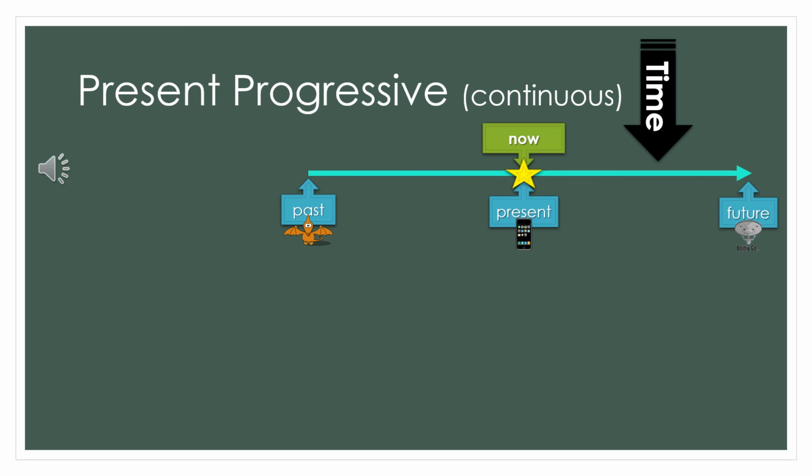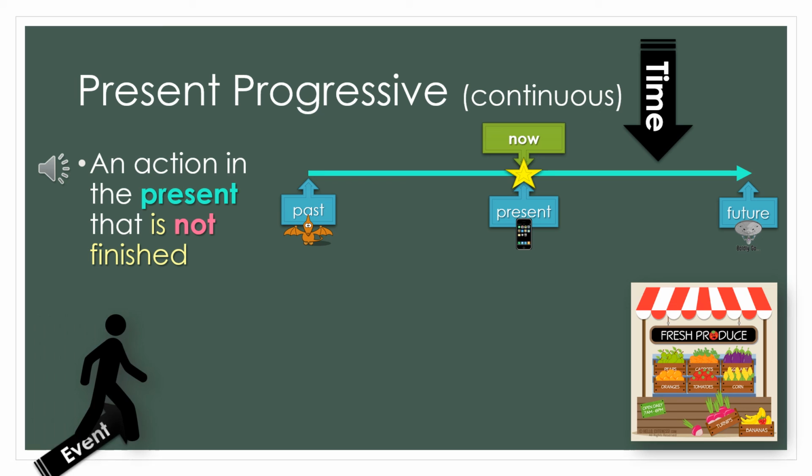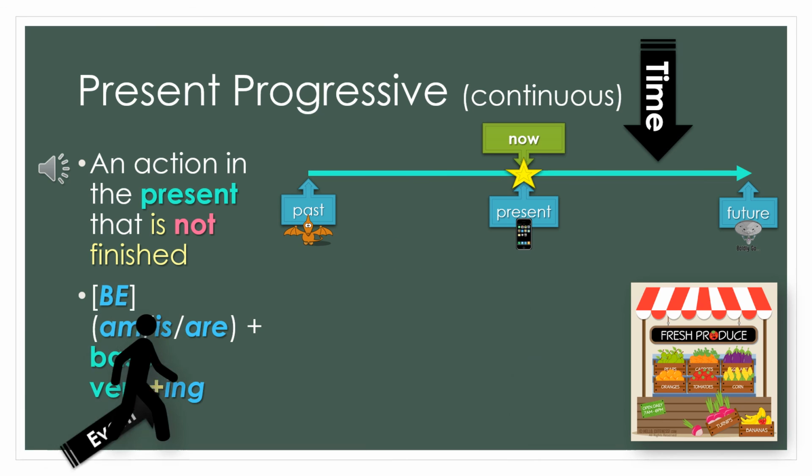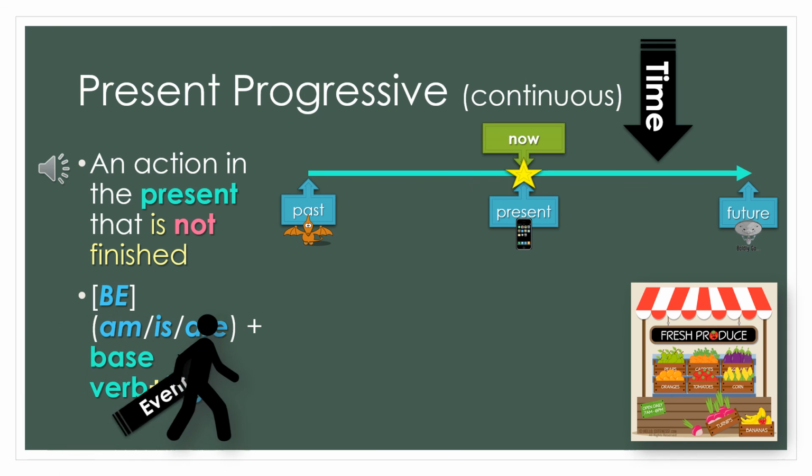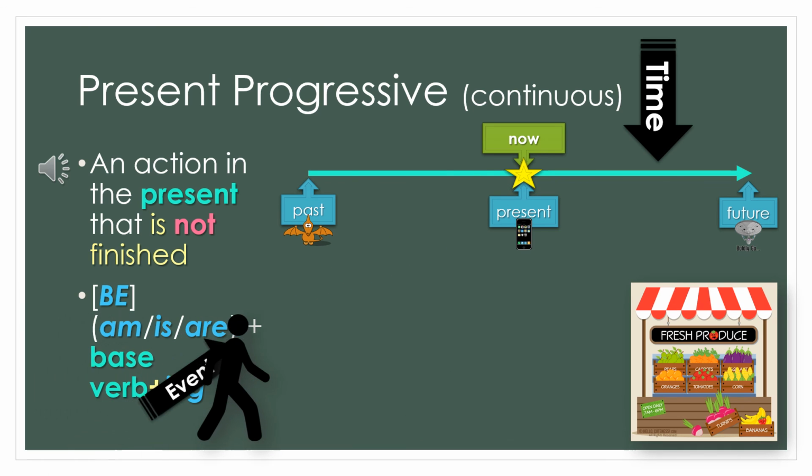And as a reminder, present progressive is an action in the present that is not finished, it is ongoing. To form the present progressive, you use the correct form of the verb to be, which might be am, is, or are, plus the base form of the verb plus ing. She is walking.